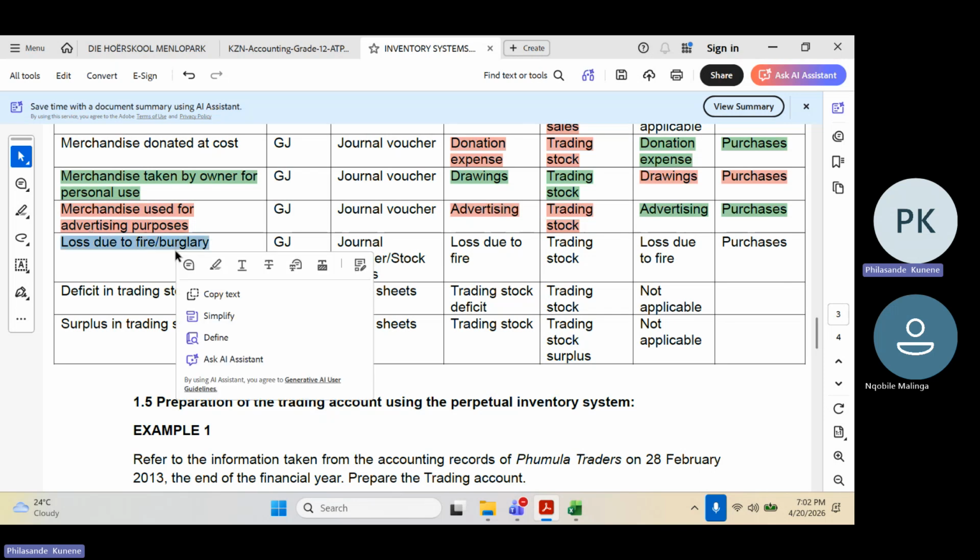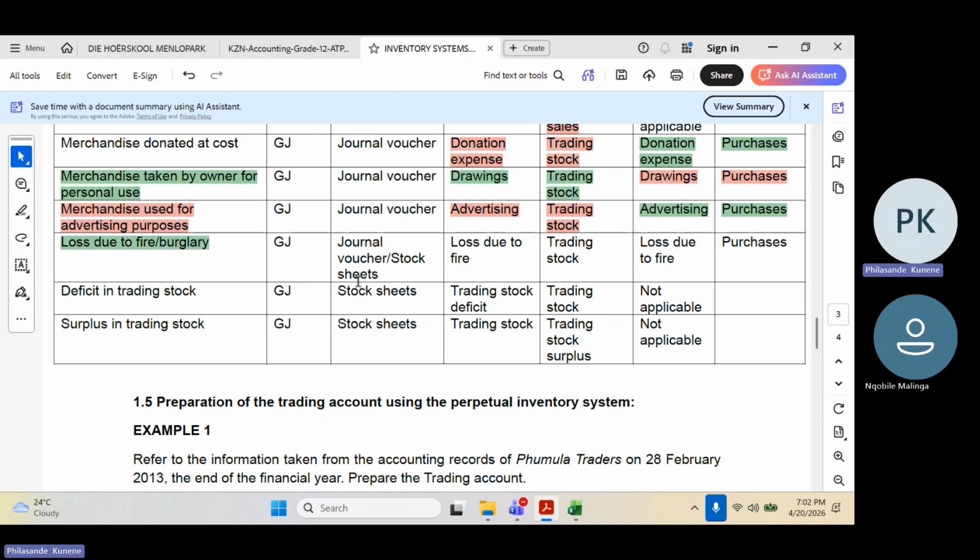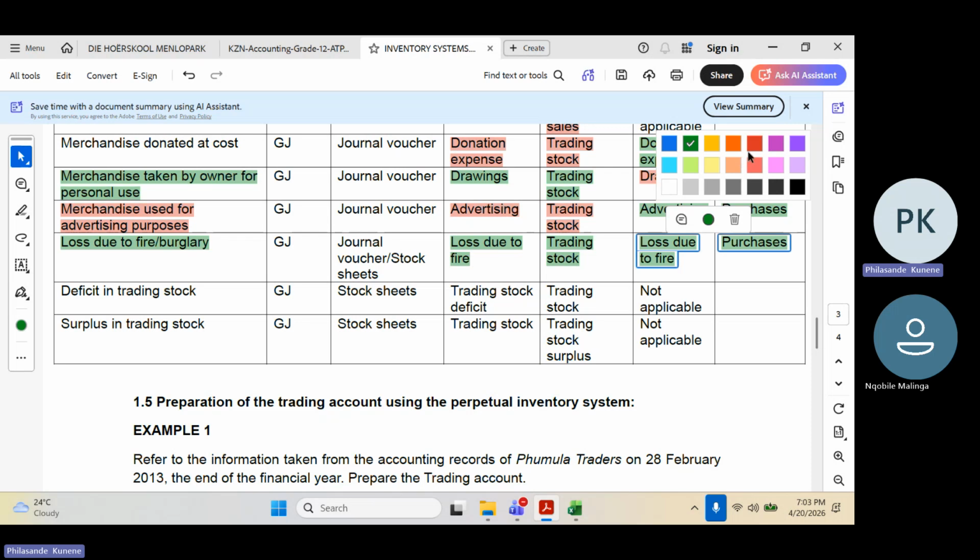Loss due to fire or burglary. So we lost trading stock there. So we need to debit loss due to fire and then we're crediting what? Trading stock. Sometimes this loss due to fire, we call it trading stock loss or inventory loss. You don't really explain it like loss due to fire. You can, on your journal entry, or as an expense on your income statement, but it's actually an inventory loss or a trading stock loss. Okay, then you credit your trading stock. This side, we're going to credit purchases and debit the loss due to fire.